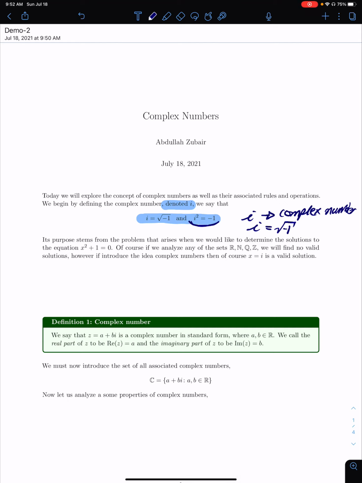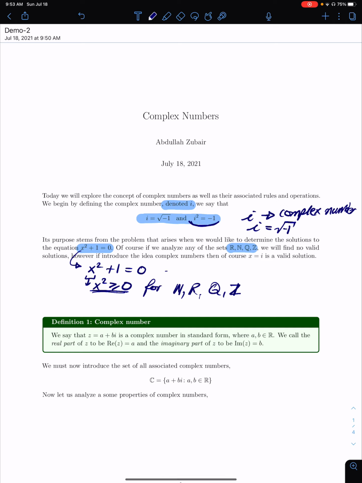Its purpose, why we care about it, is because when we want to know the solutions to this equation here, x squared plus 1 equals 0, and we try to analyze solutions from any of these sets, we have no solutions. We can't find any options. In other words, what number can you square here to get -1? Whatever number you put here, remember x squared is positive for all sets N, R, Q, and Z. So how do you get -1?